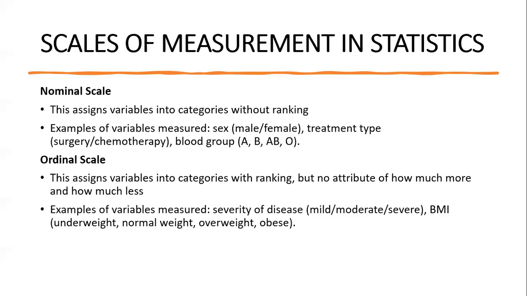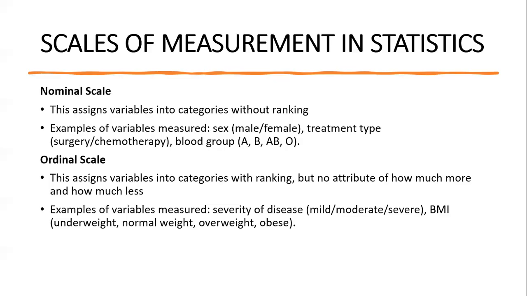How do you analyze ordinal scale variables? What summary measures do you use? It's the same as nominal. You would use frequency and proportions or percentages. That is the same thing you would do, frequency and percentages. Whole numbers and proportions is how you would summarize.